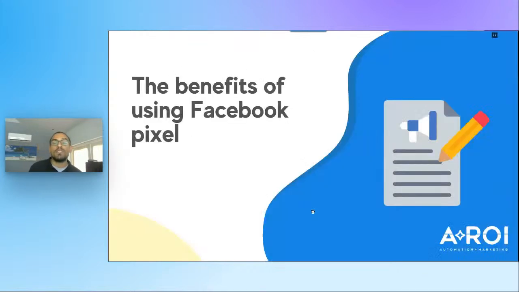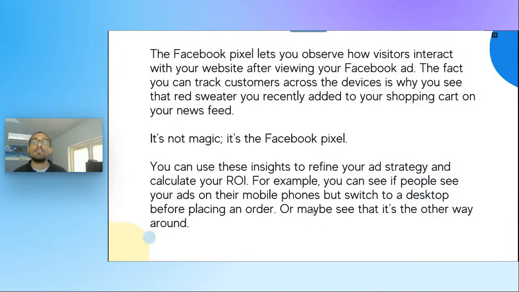Now, what are the benefits of using Facebook Pixel? The Facebook Pixel lets us observe how visitors interact with your website after viewing your Facebook ad. The fact that you can track customers across devices is why you see the red sweater you recently added to your shopping cart, the pizza, or any Amazon product that we are willing to buy at the moment in our newsfeed. It is not magic, it's Facebook Pixel.